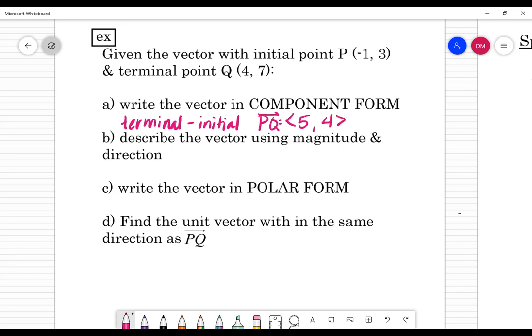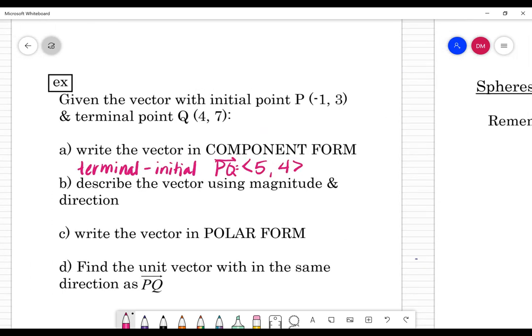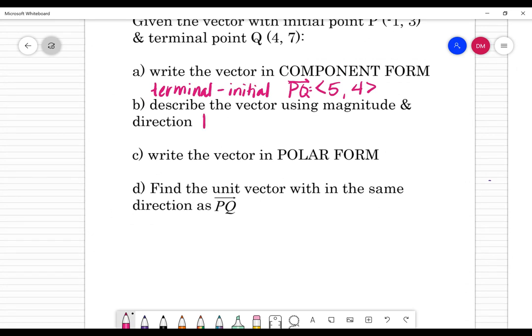So then we want to describe that using magnitude and direction. If we remember how to find magnitude, that formula is essentially the Pythagorean theorem once you get this into component form. So we are taking the square root of 5 squared plus 4 squared, which gives us the square root of 41 for the magnitude. If you remember from the previous video, in order to find the direction angle theta, we are going to be taking the arctan of y over x.